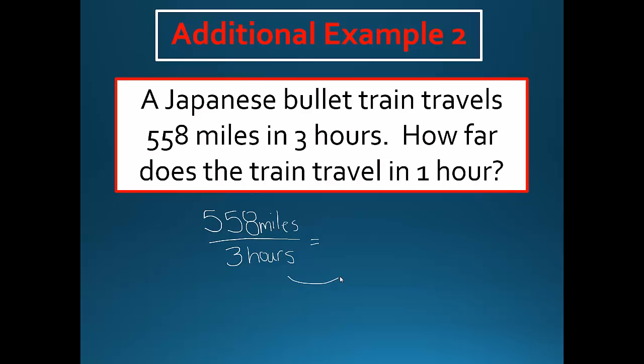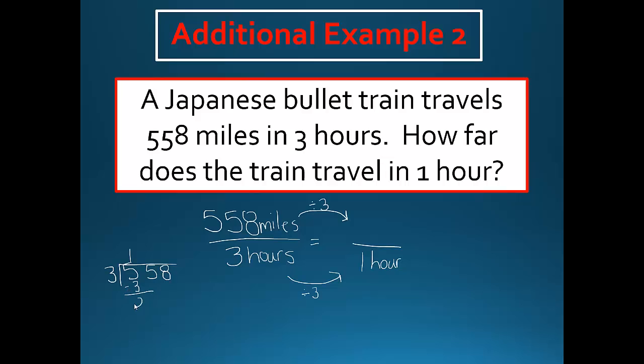We are going to have to divide by 3 because we want it to be in for 1 hour. So we would divide 3 hours by 3 to get 1 hour. So that means we're going to have to divide the numerator also by 3. So 558 divided by 3. 3 goes into 5 one time.